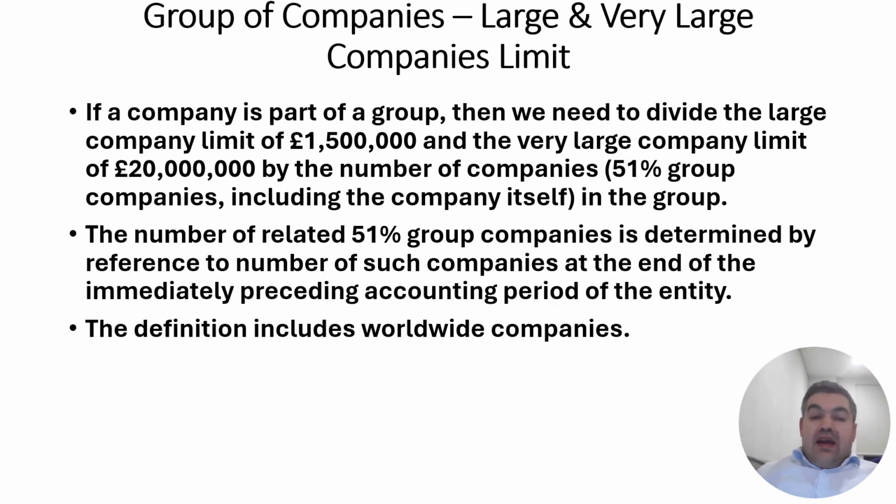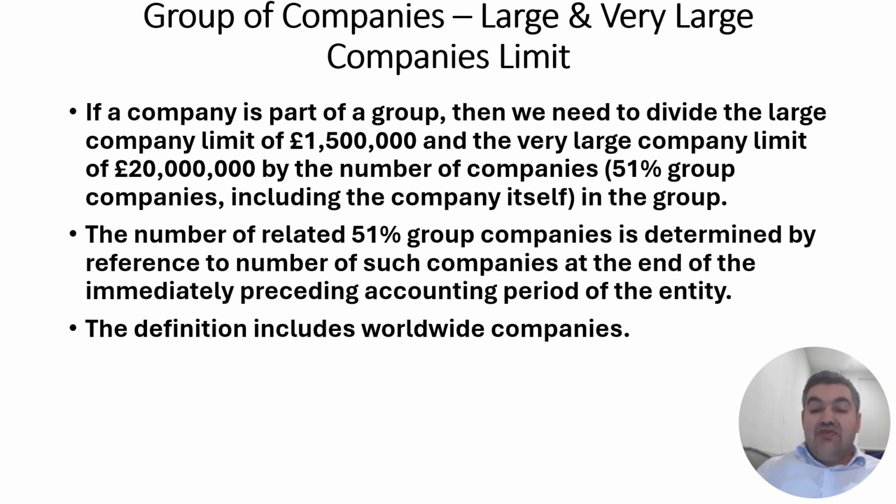Now, there's another point to remember. If a company is part of a group, then we need to divide the large company limit of 1.5 million by the number of 51% group companies. So it also includes the company itself. The number of related 51% group companies is determined by reference to the number of such companies at the end of the immediately preceding accounting period of the entity.